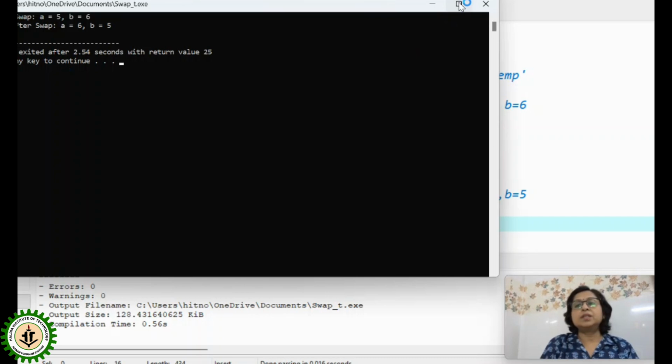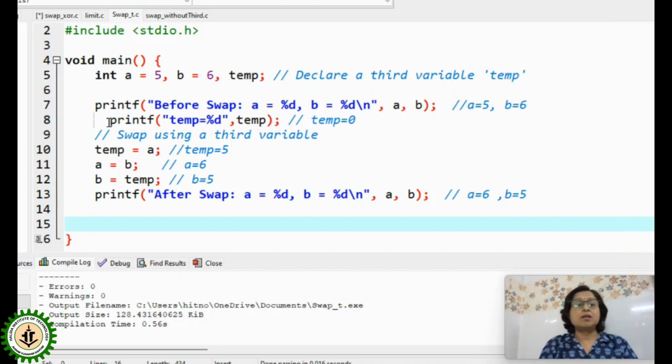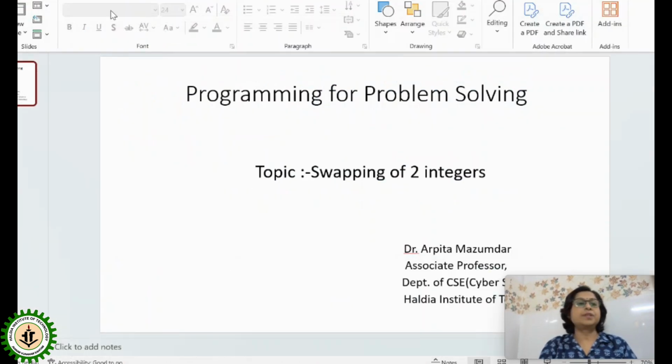Can you see it clearly? Before swap, A is 5 and B is 6. And the temporary variable, if you recall, temp was just before any swapping took place. That means when nothing was initialized, the default value was 0. So that 0 is printed over here.